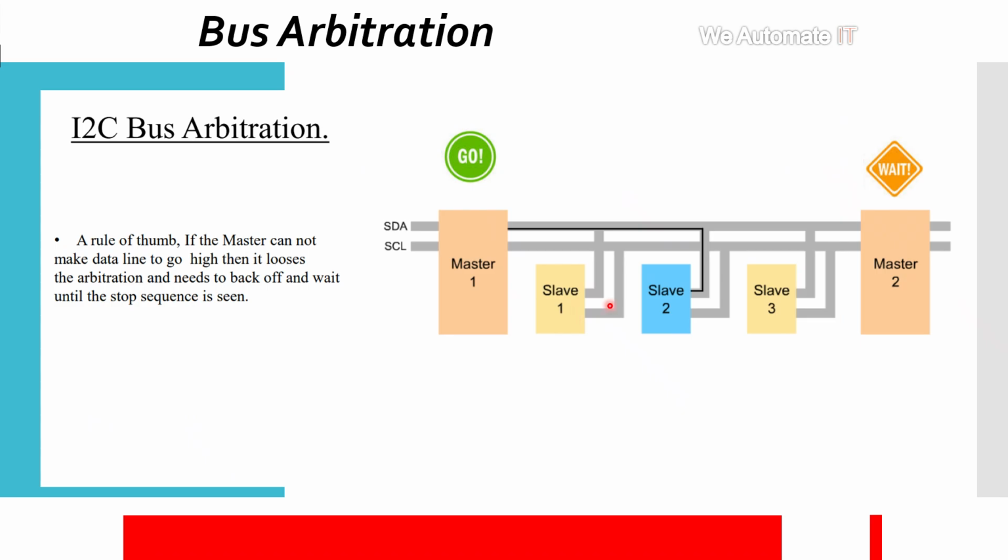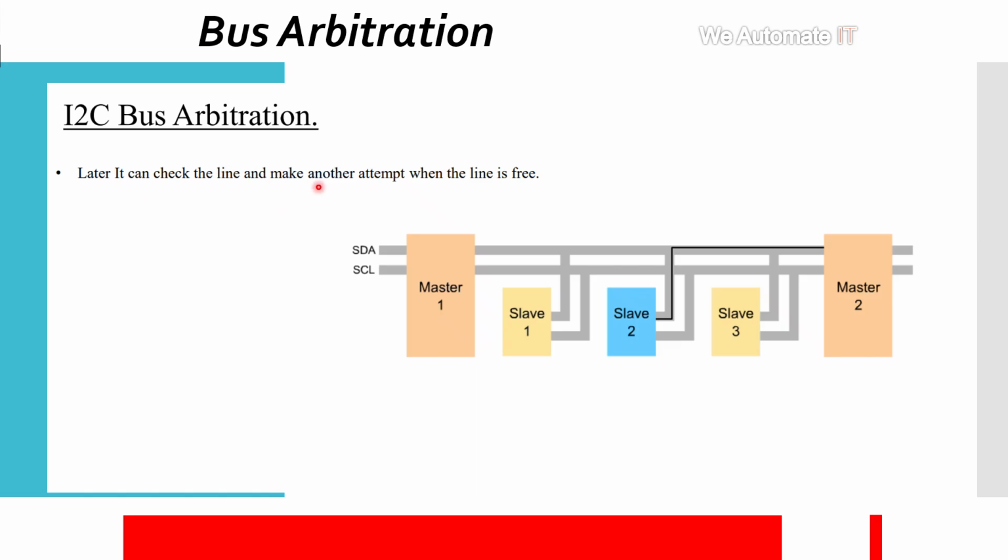So a rule of thumb: if the master cannot make the data line go high, then it loses the arbitration and needs to back off and wait until the stop sequence is seen. So once any process gets disturbed in between, it must wait until the next turn and wait until the stop sequence is seen. So this is what happens in I2C bus arbitration. Later it can check the line and make another attempt when the line is free.